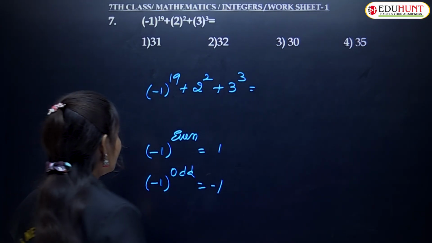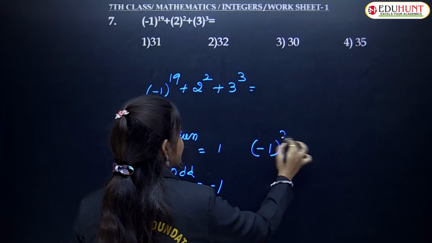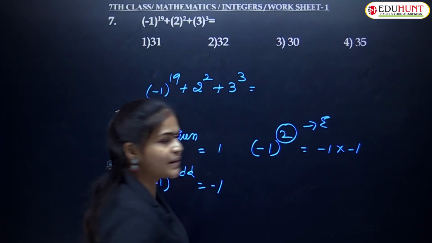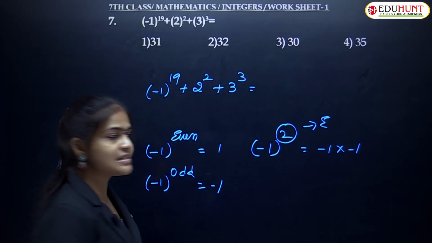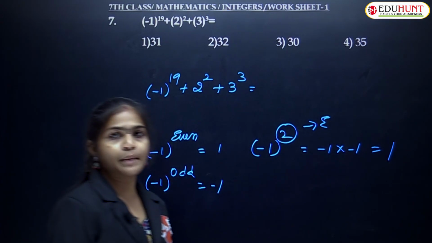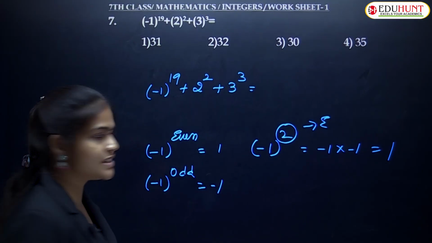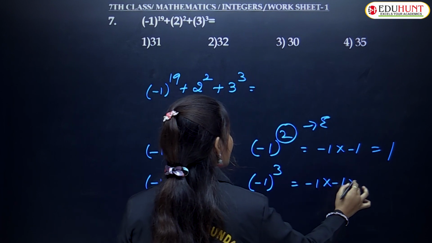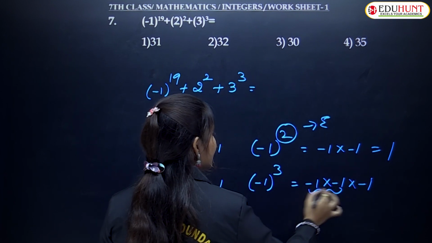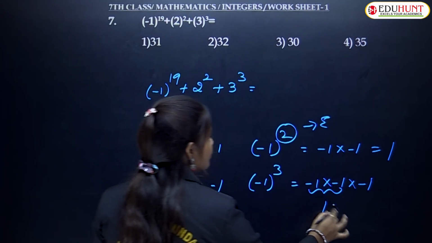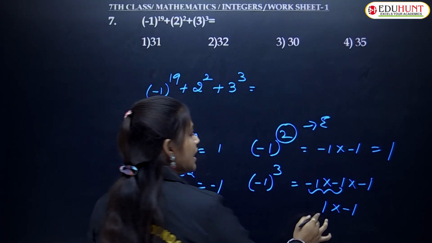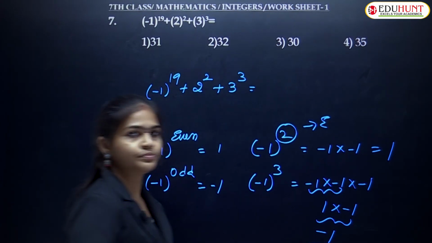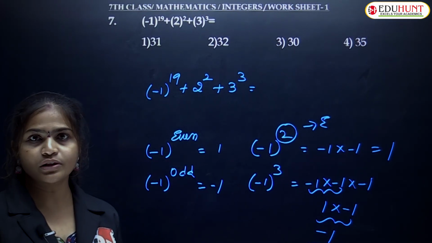Why? Because for example, minus 1 square is there. 2 means this is even only, no? We can write this one as minus 1 into minus 1. So the product of two negative integers is always positive. And come to this one, minus 1 cube. So minus 1 into minus 1 into minus 1. So the product of two negative integers is positive, into, still we are having minus 1. Now the product of one positive integer and one negative integer is always negative. We know those conditions, right?